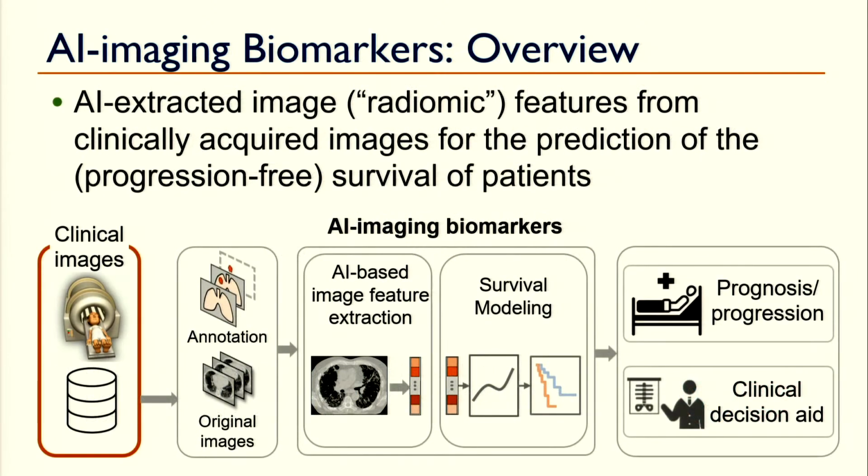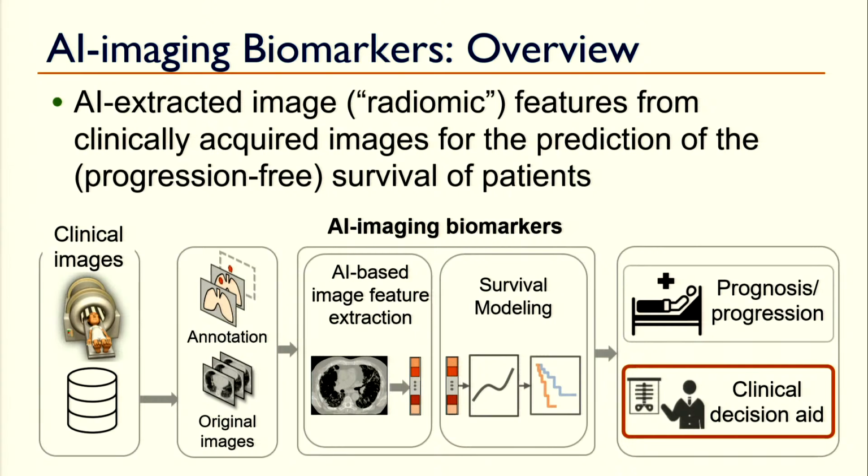So, what are AI imaging biomarkers? In radiology, we usually obtain some sets of clinically acquired images from a patient, such as a CT image dataset. The basic idea of the AI imaging biomarkers is to use artificial intelligence, or AI, to automatically extract useful quantitative features from these clinically acquired images. These features can then be subjected to a survival model to obtain a biomarker, which can be used for making predictions about the disease progression or prognosis of the patient.